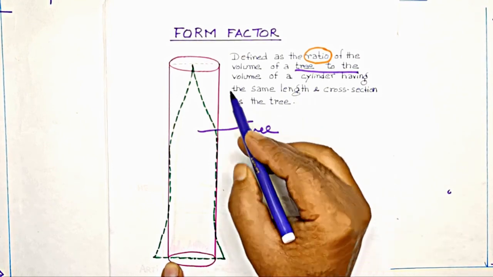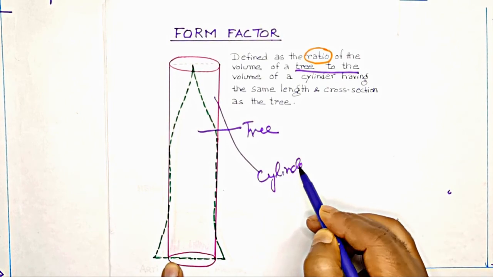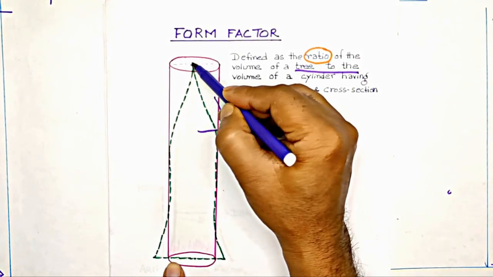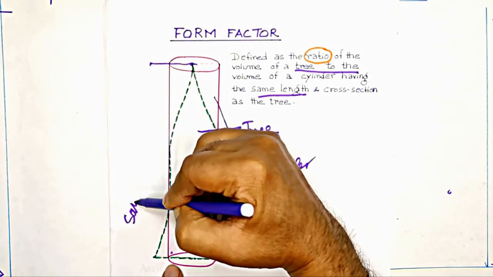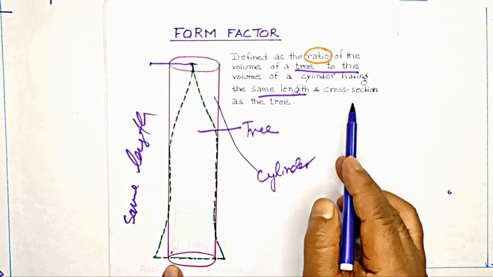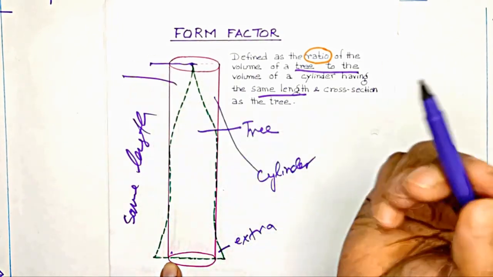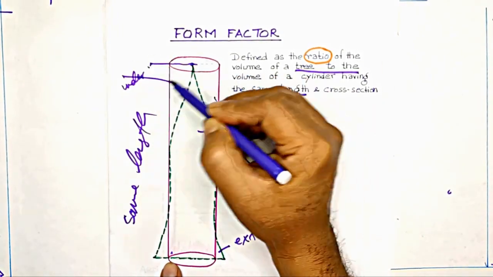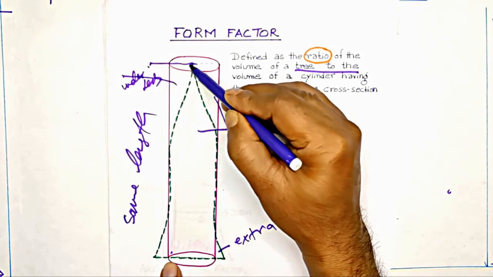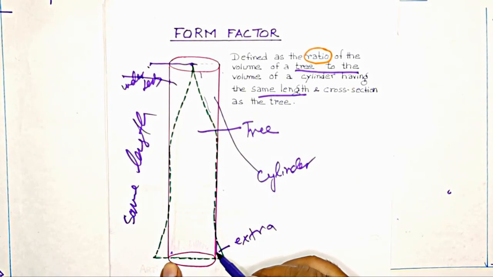So the ratio of the volume of a tree to the cylinder, this is the cylinder, having the same length and the same cross section. Now you can see this tree is compared with the cross section of this one. This is here overestimate, extra, and this is underestimate, less. So this is not there in your tree. This volume is not included, this part, and this is extra here.